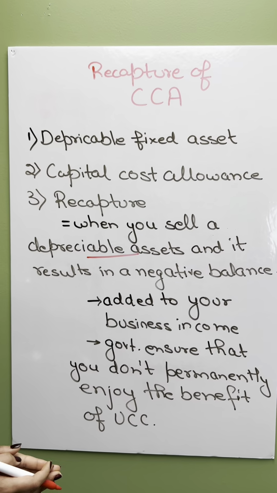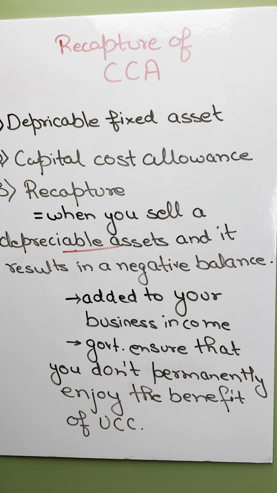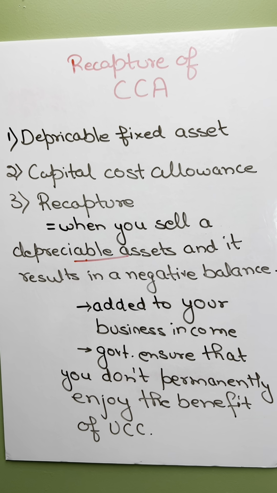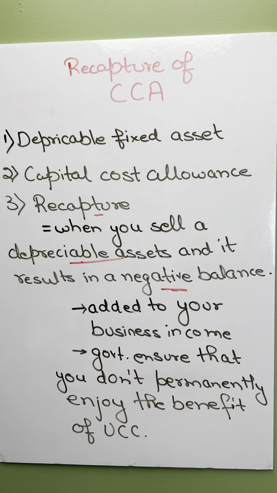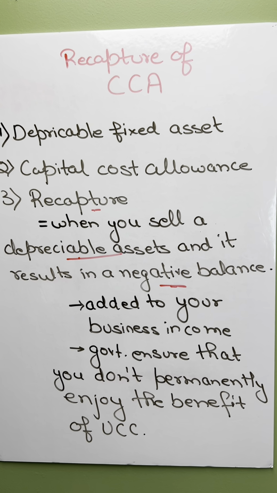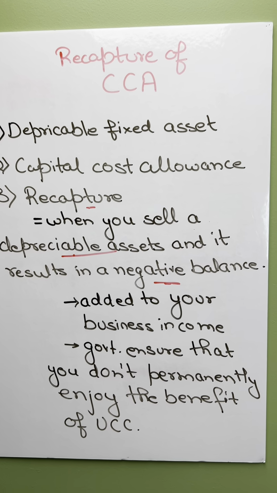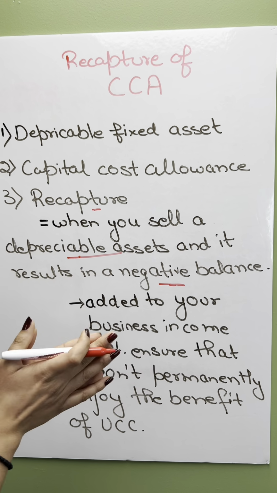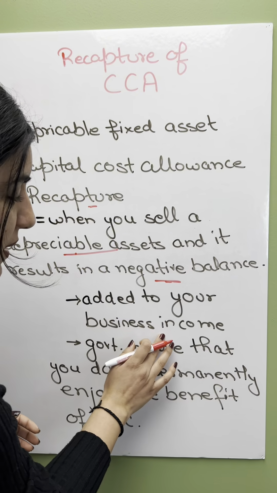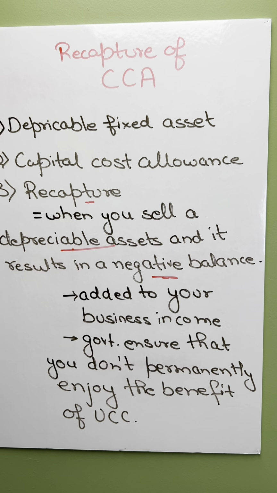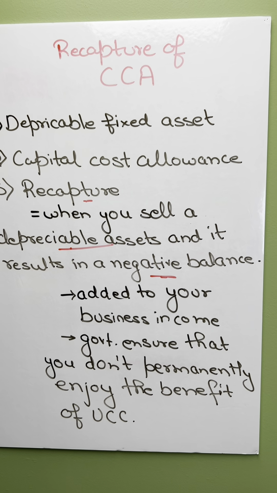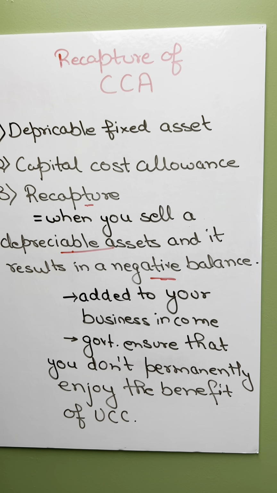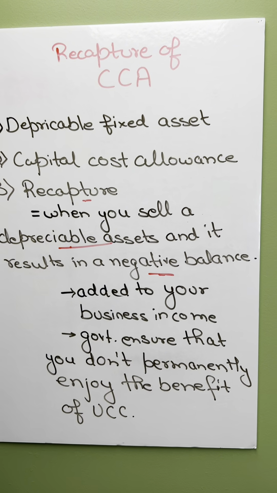Now finally, what is recapture? Recapture happens when you sell a depreciable asset and it results in a negative balance in its CCA class. This negative balance, we call it recapture, and we will understand it better with a practical example coming shortly. This negative balance is always added to your business or property income, and the government does this to ensure that you don't permanently enjoy the benefits of undepreciated cost when your asset is already sold.